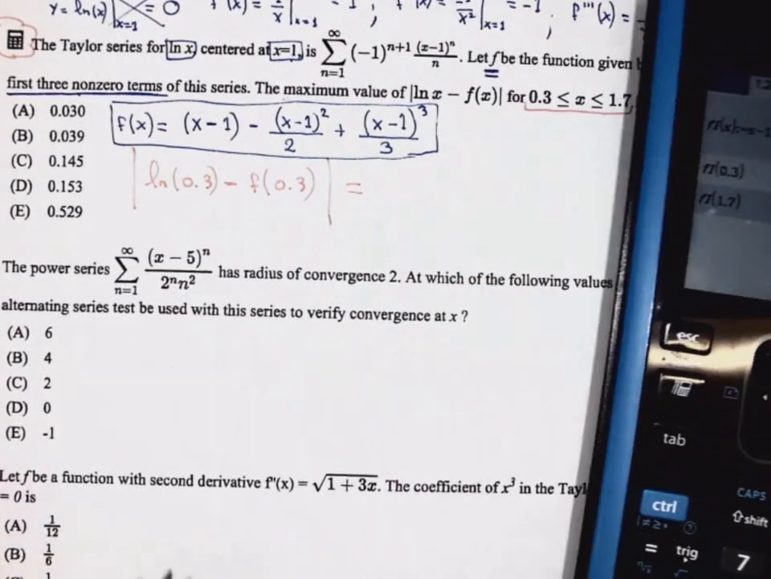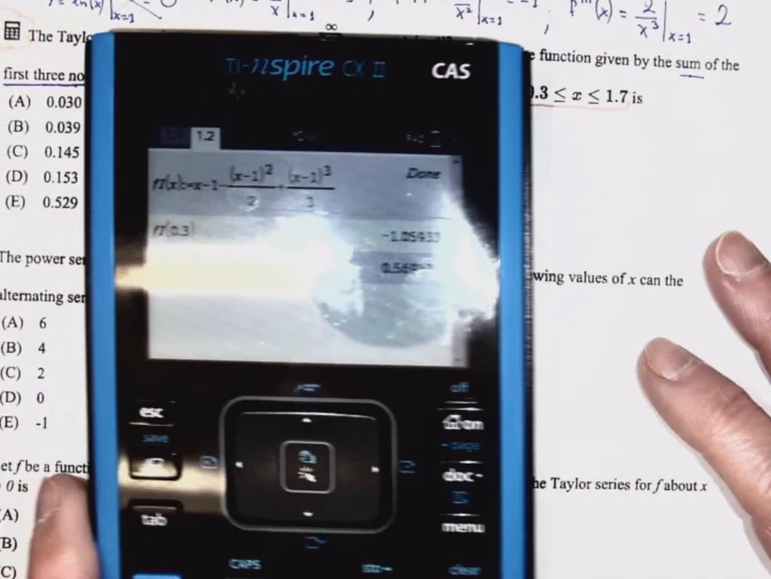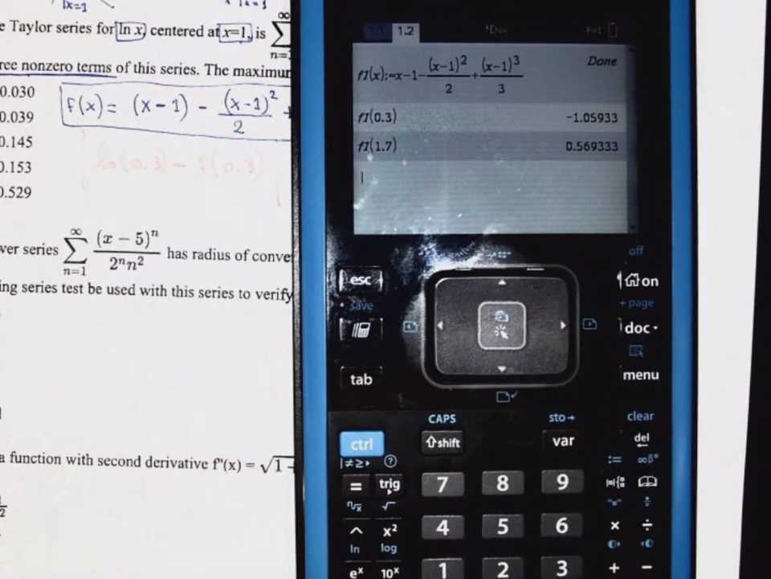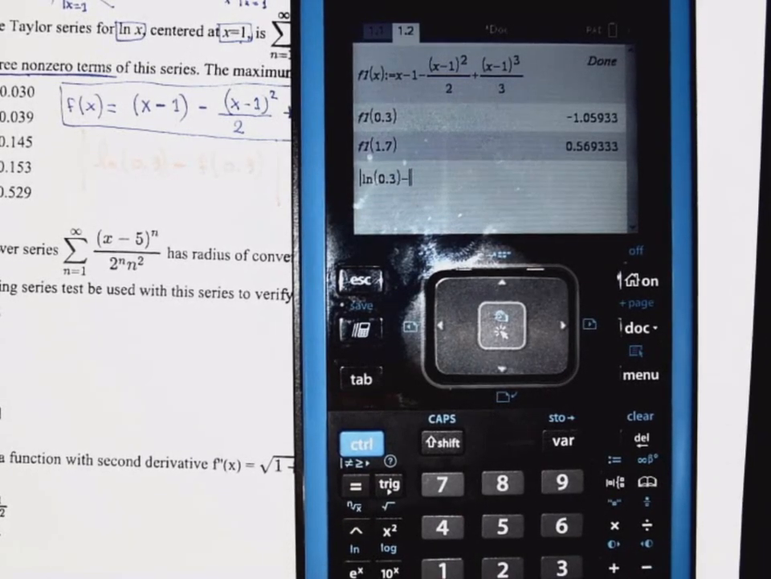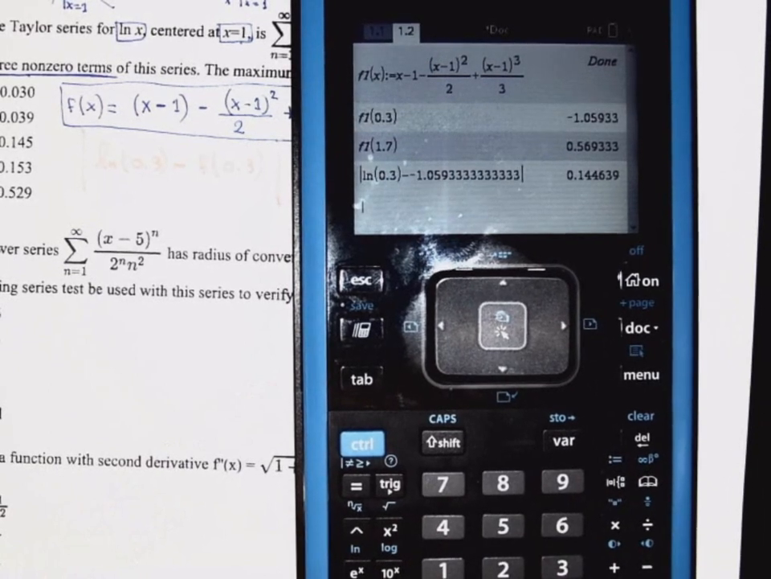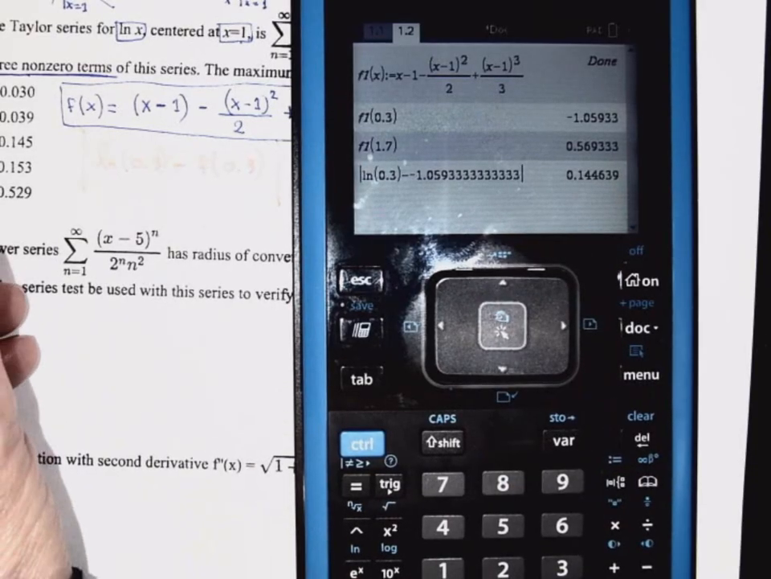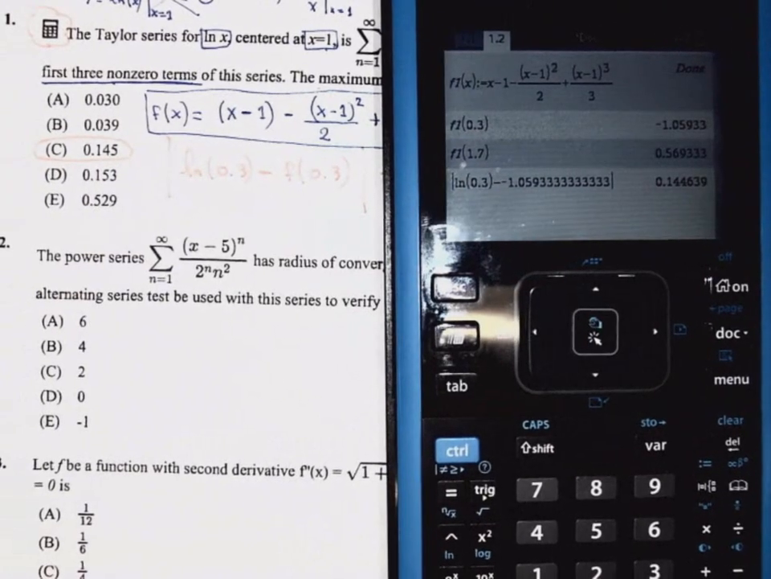Technically that would be your error, but they're not even talking about that here. So I'm just going to type that in my calculator. Oops, I hope I didn't lose you. In my calculator, I'm going to get my absolute value here, and I want the natural log of 0.3, and I want to subtract my f1 at 0.3. Enter, and it will be 0.1446, which is going to round to 0.145, which is the answer we needed.